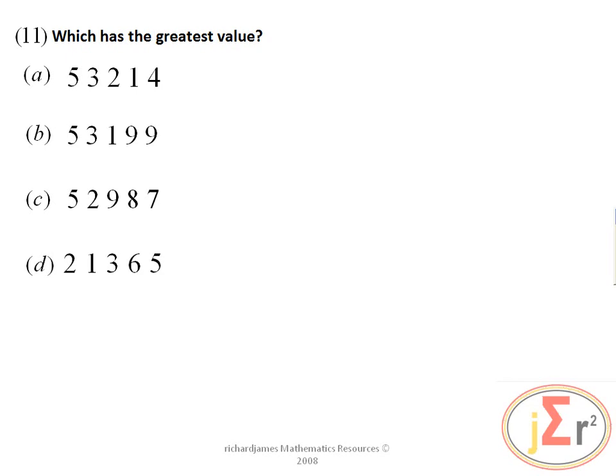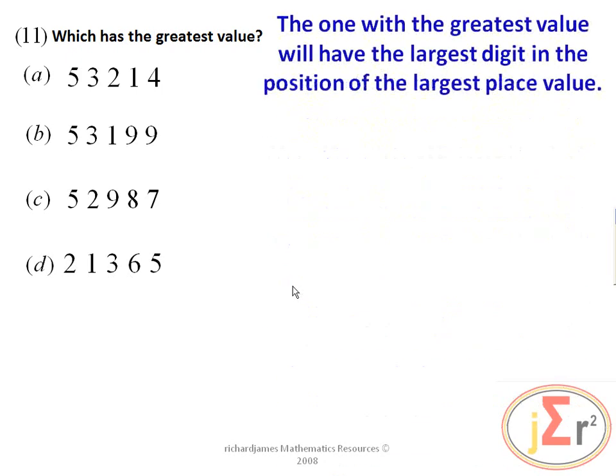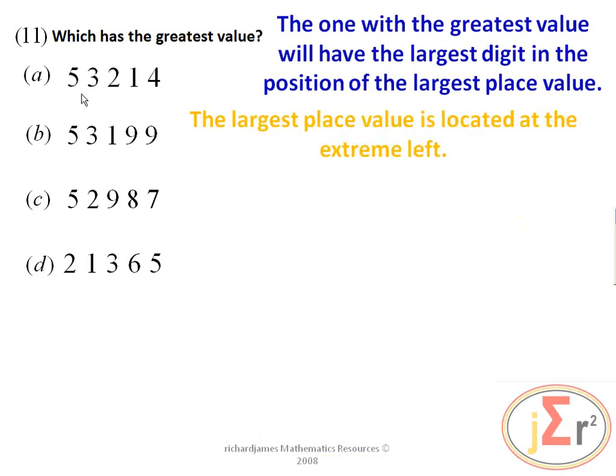However, because of that, we are sure that this one cannot be the largest number because it has the smallest digits in the largest place value column. So we can eliminate that one. The one with the greatest value will have the largest digit in the position of largest place value. Look for the largest digit, 5. The largest place value is located at the extreme left.